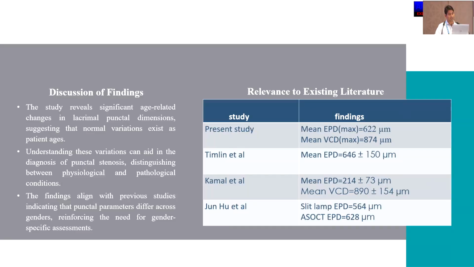And the findings align with previous studies, indicating that punctal parameters differ across genders, reinforcing the need for gender-specific assessment. The previous study done by Timlin et al. showed the mean EPD was 646 micrometer. By Kamal et al., the mean EPD was 214, and mean VCD was 890 micrometer. And in our Persian study, the mean external punctal diameter maximum was 622 micrometer, and mean vertical canalicular depth maximum was 874 micrometer.